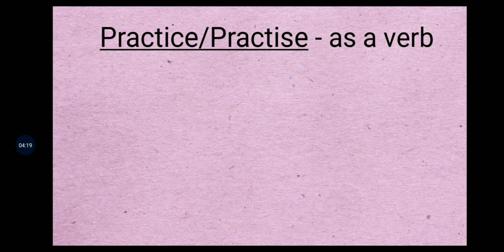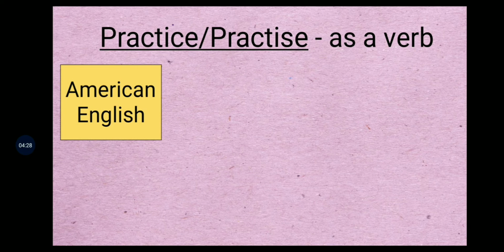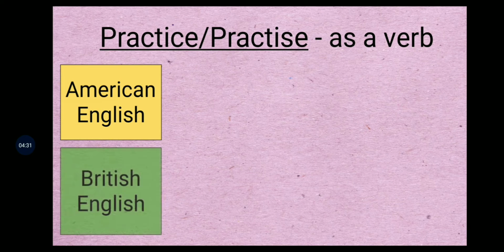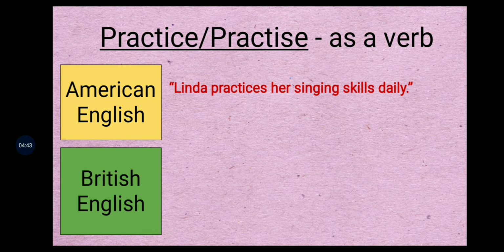Next, we shall look at the use of practice as a verb. So practice with a C and practice with an S as a verb. Again, as we stated, this differs in the case of American English and British English. When using American English, practice with an S is not there. It is only practice with a C, and we use practice with a C as a verb as well. So an example in American English making use of practice with a C as a verb will be: Linda practices her singing skills daily. So you see, practices is the verb here. Note, we haven't used practice with an S, it is practice with a C.